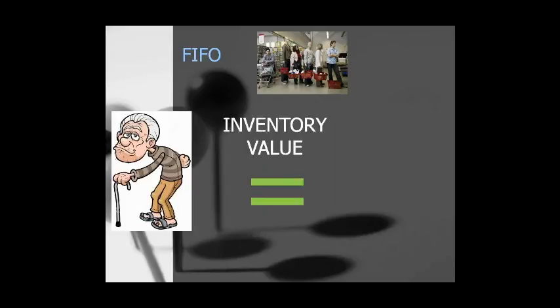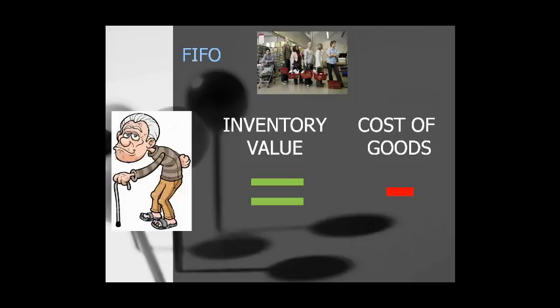Let's go to FIFO. Remember, the line of people waiting to get checked out at the supermarket. FIFO assumes that the oldest item in inventory is the first one used. Now, in a period of increasing cost, this keeps the total inventory valuation on the balance sheet close to the current market value of the inventory. However, because we're using the oldest inventory first and therefore the lowest cost first, it tends to understate our cost of goods sold.